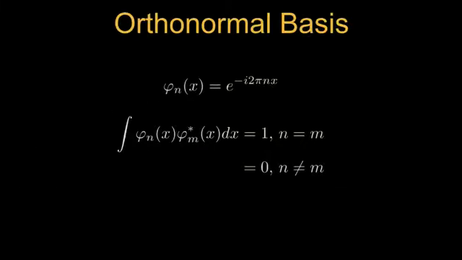What it means is if you multiply one of these functions with its complex conjugate and integrate over all of x, it is equal to 1 if these two functions are the same. Or they cancel out if the two functions are different. That's very fascinating, because that means we can use this to decompose a lot of functions.